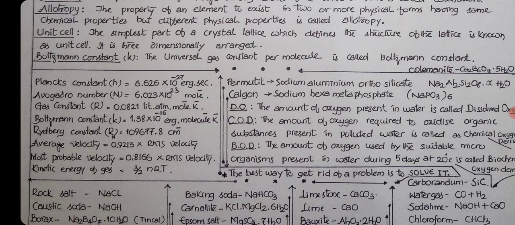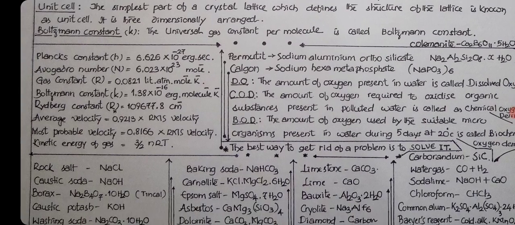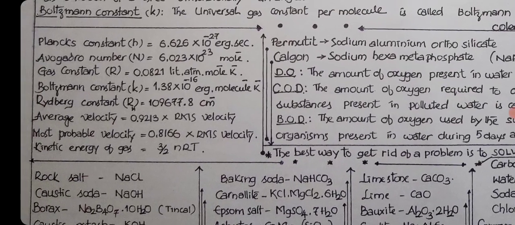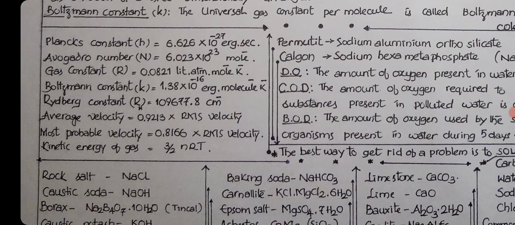Boltzmann constant k: the universal gas constant per molecule is called the Boltzmann constant. It is given by small k, k = R/N. Here the values are given, you can check. Planck's constant: 6.626 × 10^-27 erg second. Avogadro's number: 6.023 × 10^23 per mole. Gas constant: 0.0821 liter atm per mole per Kelvin. Boltzmann constant: 1.38 × 10^-16 erg per molecule per Kelvin.